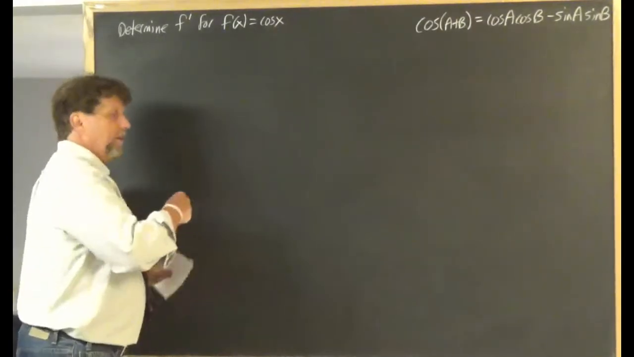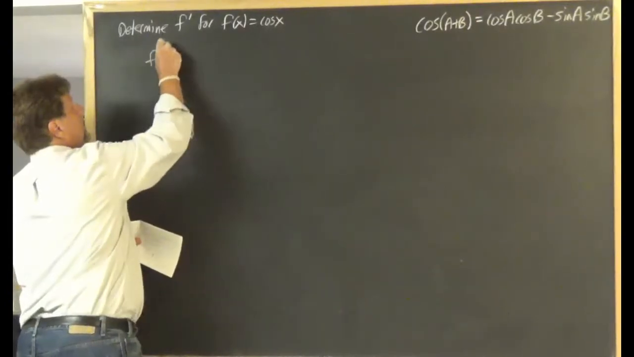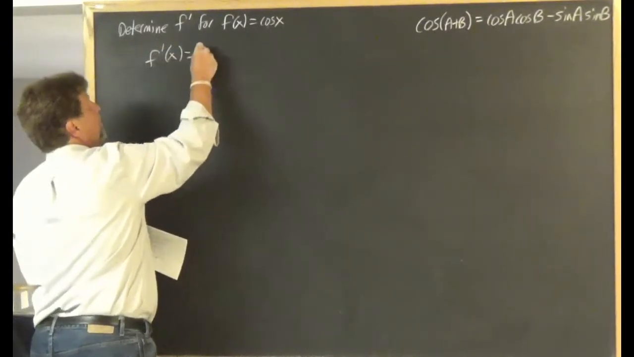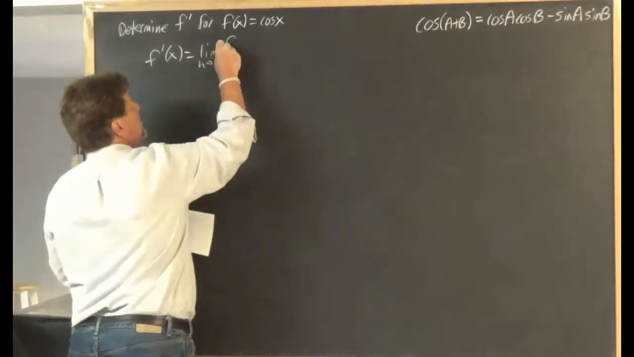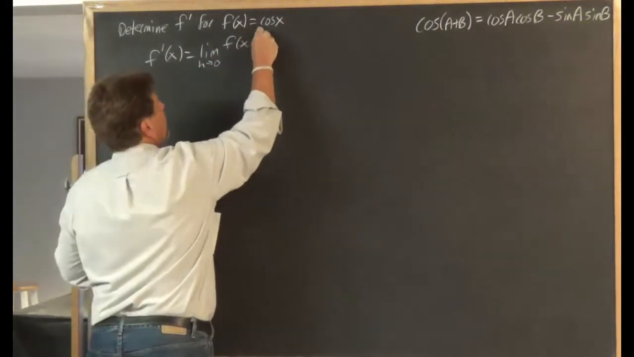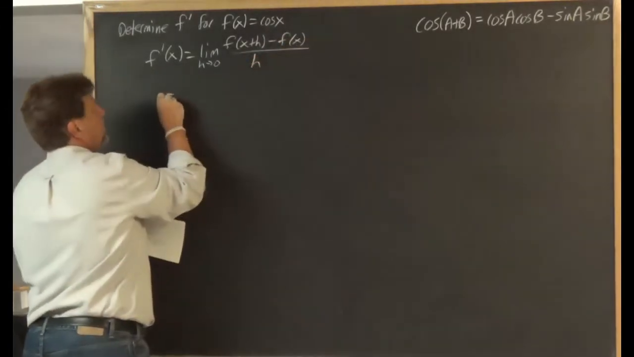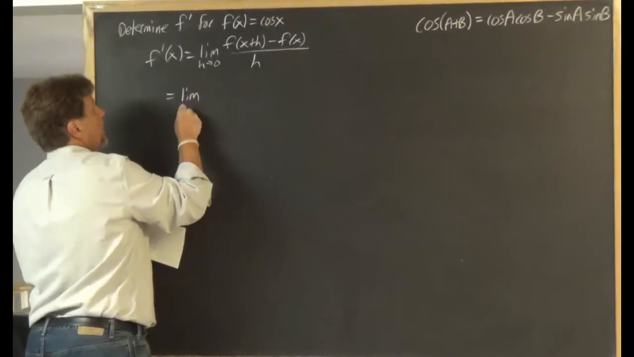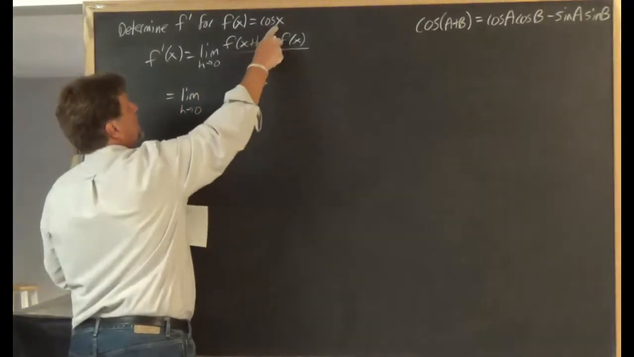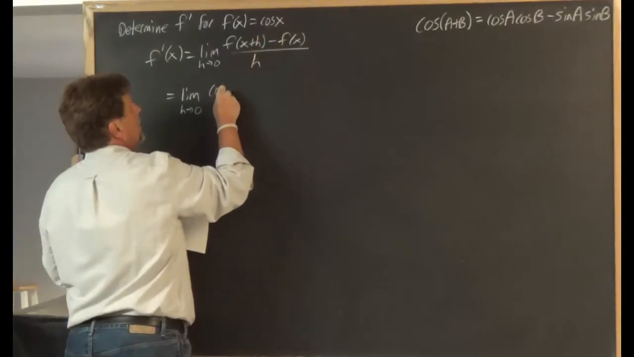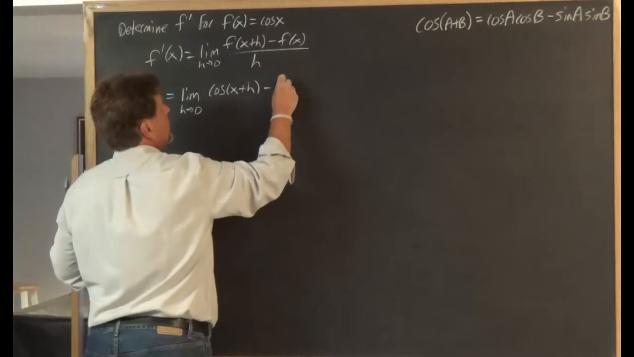So remember, first we have to use the definition of the derivative. F prime of x equals the limit as h approaches 0, f of x plus h minus f of x all over h. So that gives us the limit as h approaches 0. Well, f of x plus h is cosine of x plus h. And then f of x is cosine x.